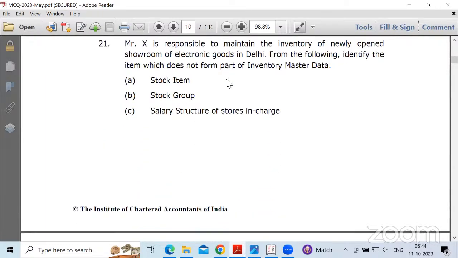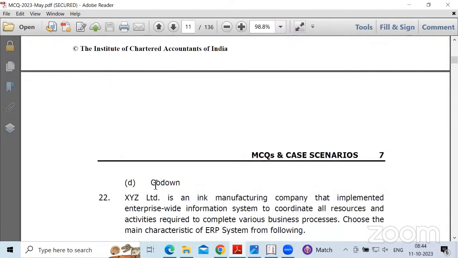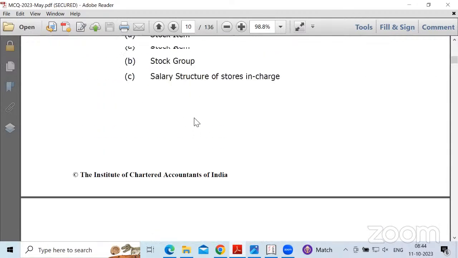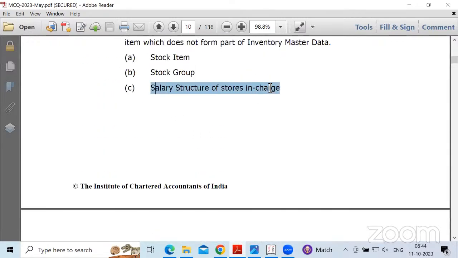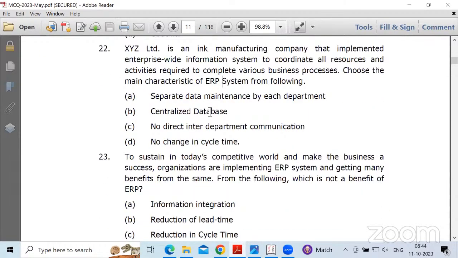21. X is responsible to maintain the inventory of a newly opened showroom of electronic goods in Delhi. From the following, identify the item which does not form part of inventory master data. So master data we have seen now: stock item, stock group, salary structure of the stores in charge, as well as godown. All are included except the salary structure. So odd man out.